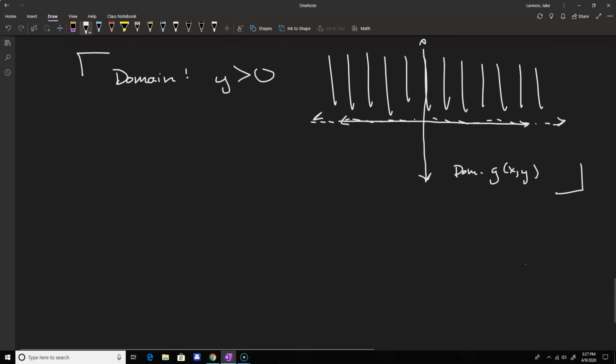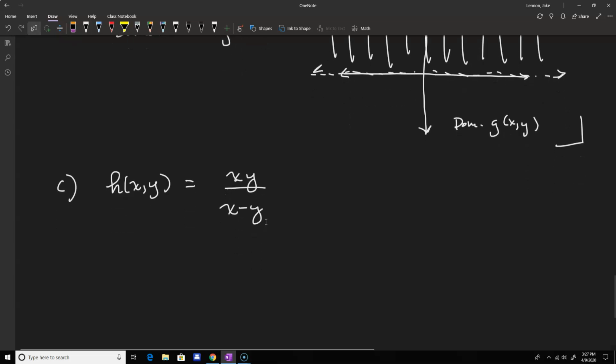Okay, so those are pretty straightforward, just graphs of inequalities of lines. Let's look at a few more interesting examples. So let's say this example is h of x, y equals xy divided by x minus y. Well, in this case, the only problem for the domain is we cannot allow division by 0. There's no square roots or other functions that have domain restrictions.